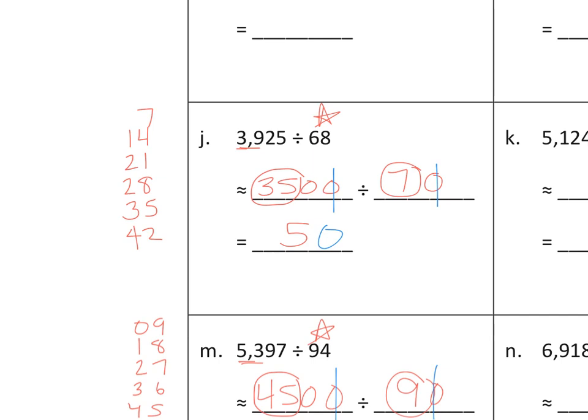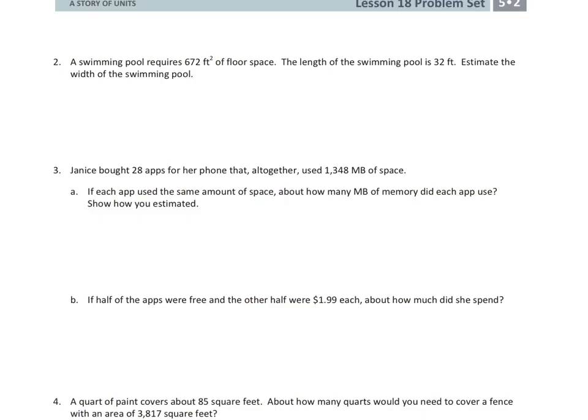So hopefully you're seeing the patterns here when we're doing estimation. And so let's go over to the next page to tackle some more problems. So number 2 says, a swimming pool requires 672 feet squared of floor space. So let's go ahead and circle that number. The length of the swimming pool, so let's box in the length, is 32 feet.